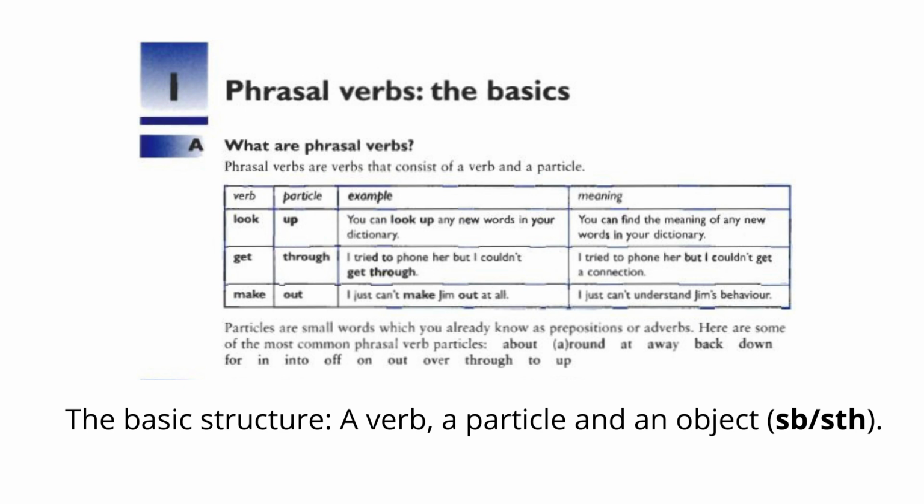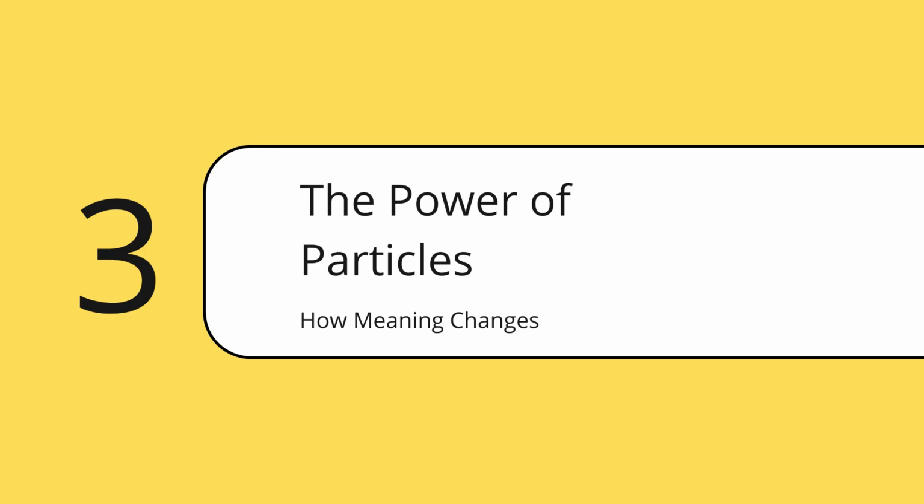Okay, now, I know this might look a little complicated, a bit like a textbook page, but don't get bogged down in the details. The main thing to see here is that basic structure. You've got the verb, the particle, and then the object. And you'll see this SB/STH thing a lot. It's just a quick way of writing somebody or something. All right, now let's see how this formula actually works in the real world.